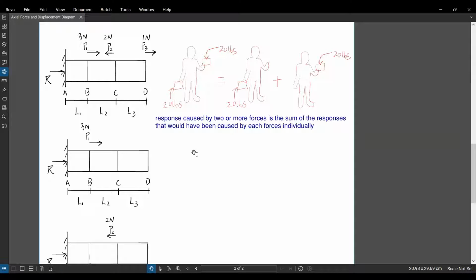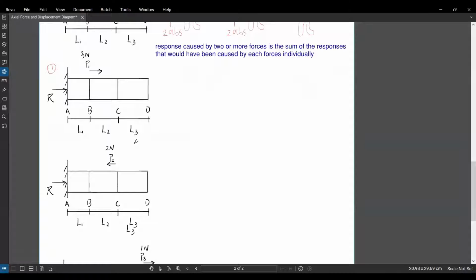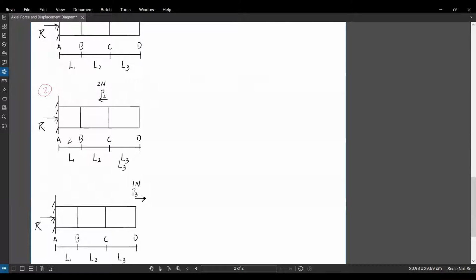So now let's look at the problem we have. We have a cantilever beam, AD. There are 3 point loads, P1, P2, and P3. Based on the principle of superposition, the 3 loads applied on the beam AD is equivalent to P1 applied at point B, that's loading case 1, plus loading case 2, which is P2 applied at point C, plus loading case 3, which is P3 applied at point D.